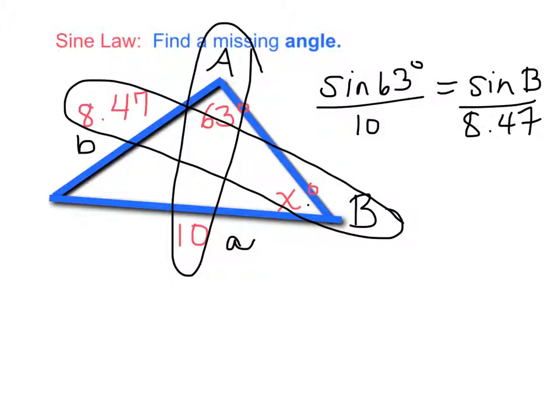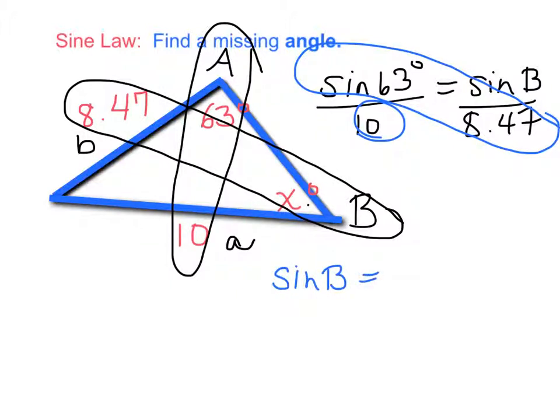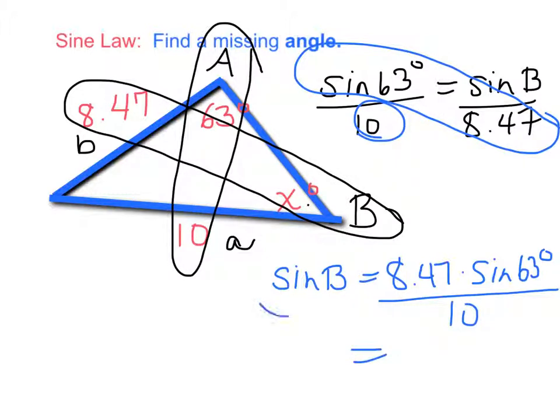So now what we're going to do is find which one has the unknown in it, which is in sine B, and we'll use these two to multiply and this to divide. So sine B is equal to 8.47 times the sine of 63 degrees all over 10. Now, notice that you have a sine here, so you're going to get a decimal answer. You'll have to do second function sine, and if you do that correctly, you'll find out that this angle is 49 degrees. So that's the only extra step you have to do in finding a missing angle, is use second function sine.